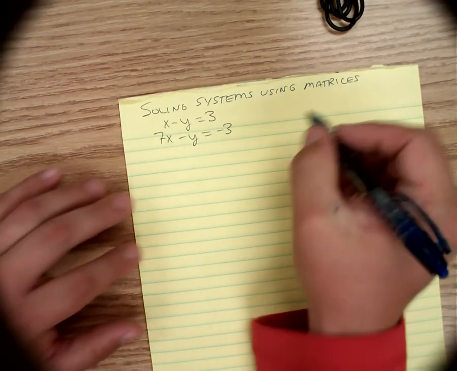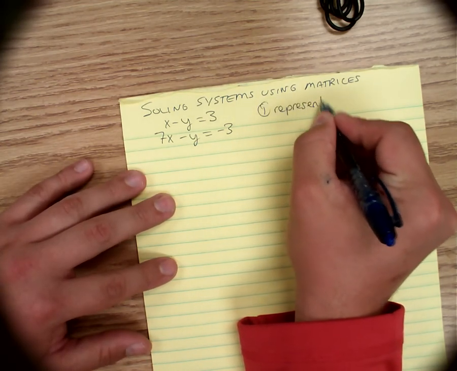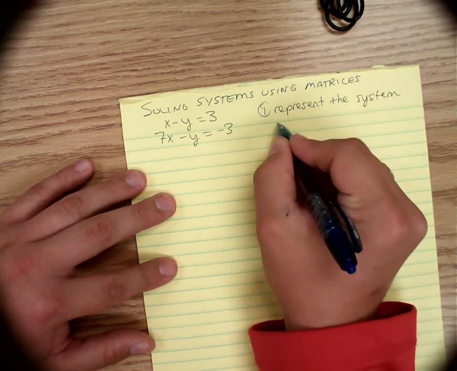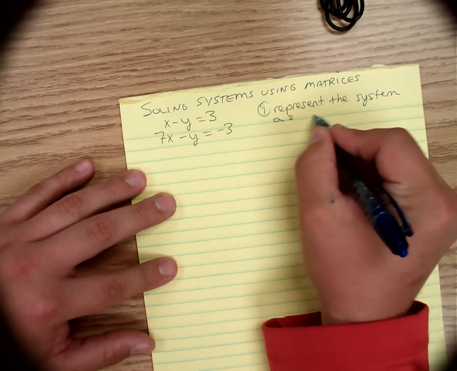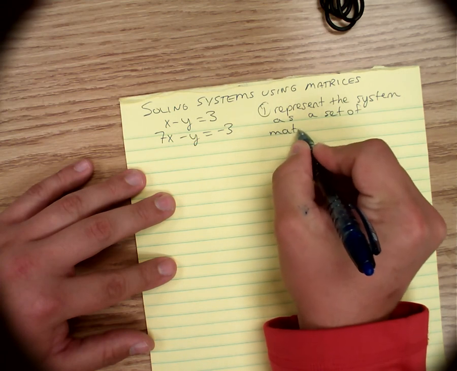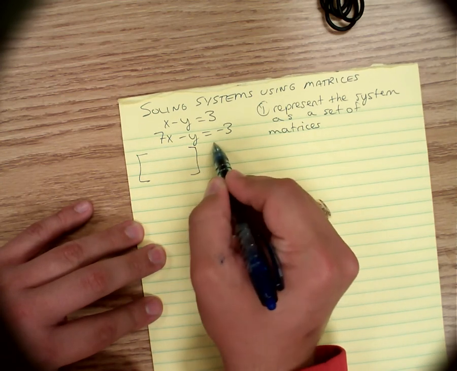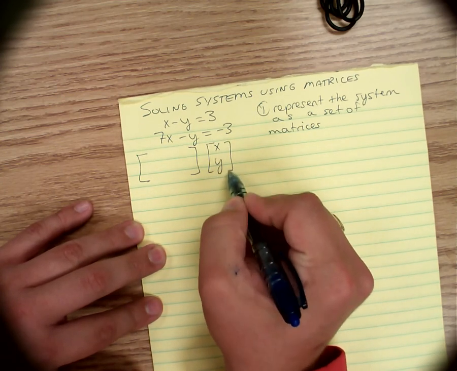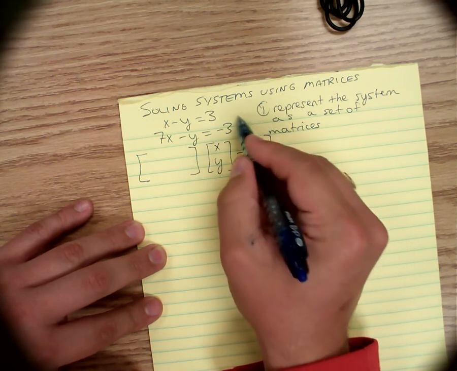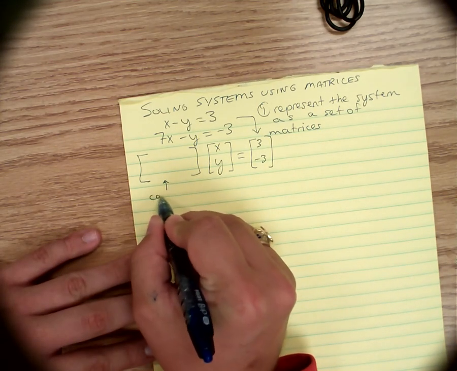When we do this, the first thing you've got to do is represent the system as a set of matrices. So that would be your coefficient matrix right here. We have x and y equal to the values we have, so 3 and negative 3. Pretty clear where those go, right? And this is your coefficient matrix.